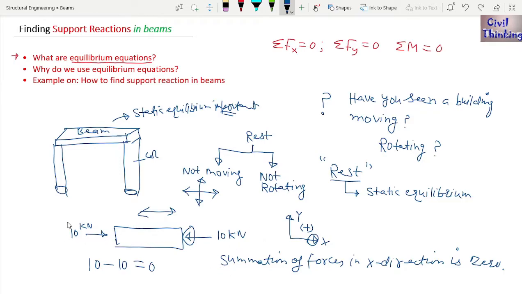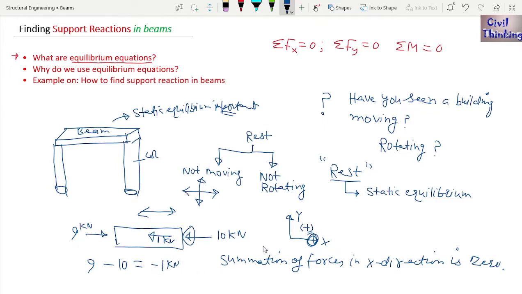Now if here instead of 10 kilonewton it is 9 kilonewton, now here would be 9 minus 10, which is equal to what? It is minus 1, right? Now this 10 is more than 9, so the net force will be in what direction? In this direction, and the magnitude will be 1 kilonewton. Negative means it is opposite to this arrow. That's why we get this negative.